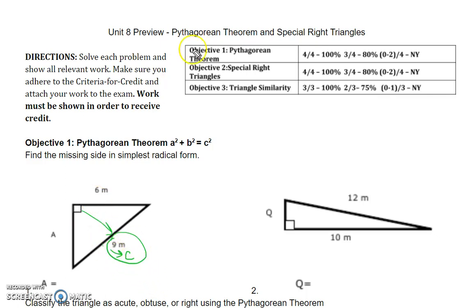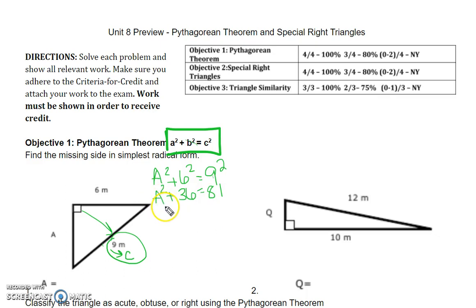So 9 is C. So when I plug it into my formula up here, a squared plus b squared equals c squared, then I will have the numbers in the correct spot. So I have a squared plus 6 squared equals 9 squared, and I know 9 goes here because I've named it C. I'm going to square my numbers. A squared plus 36 equals 81.